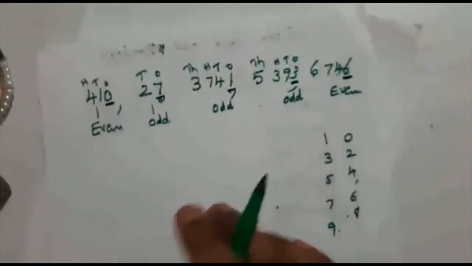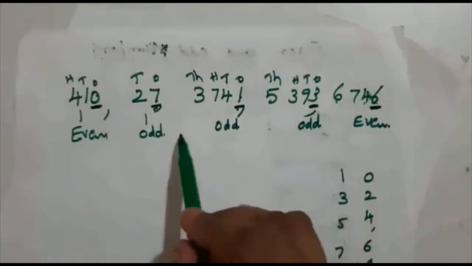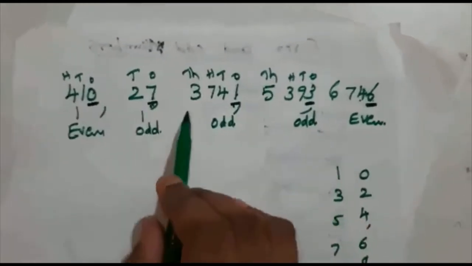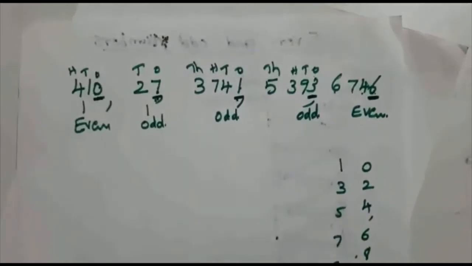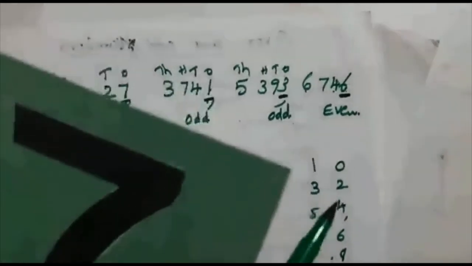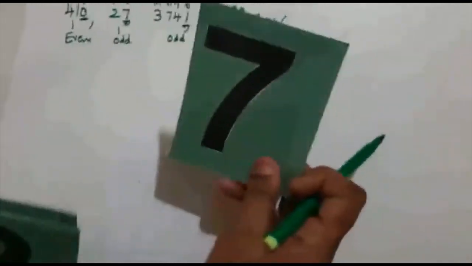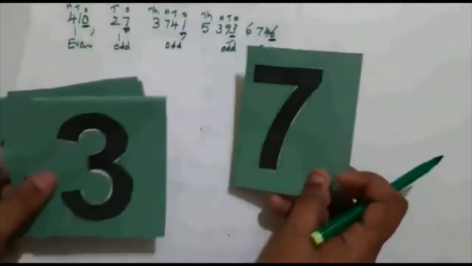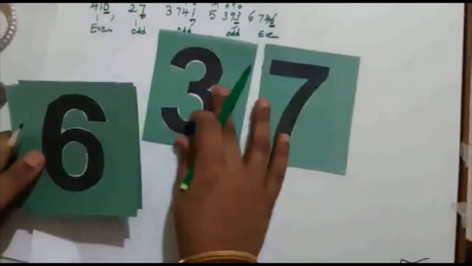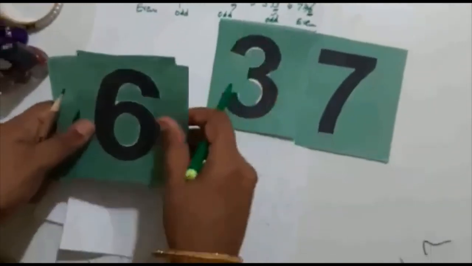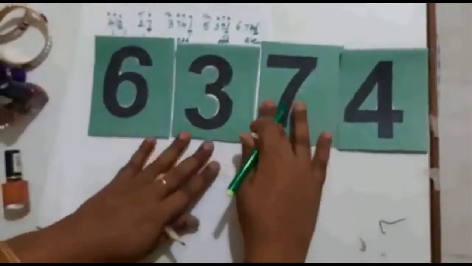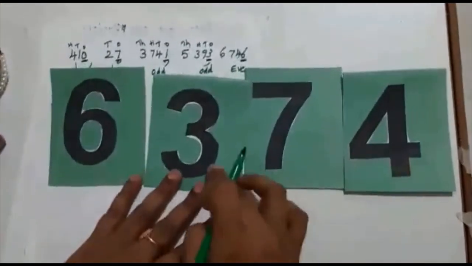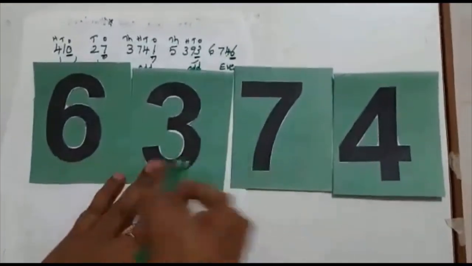Children, till now we discussed even and odd numbers. For identification of even and odd numbers, we can do one activity. What are these, children? These are flashcards. By using these flashcards, we can identify whether the given number is even or odd. I am taking 4 different numbered flashcards here. How many digit number is this, children? 4 digit number.